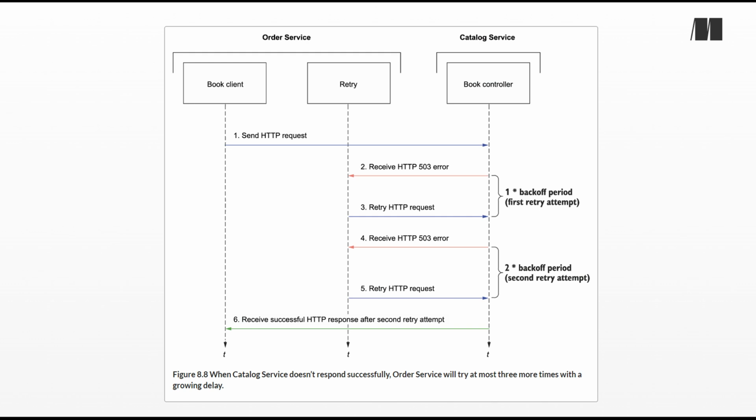Figure 8.8 details how the request-response interaction will work when retries are configured with exponential back-off. For example, the figure shows a scenario where each retry attempt's delay is computed as the number of attempts multiplied by 100 ms, the initial back-off value. Figure 8.8. When catalog service doesn't respond successfully, order service will try at most 3 more times with a growing delay.